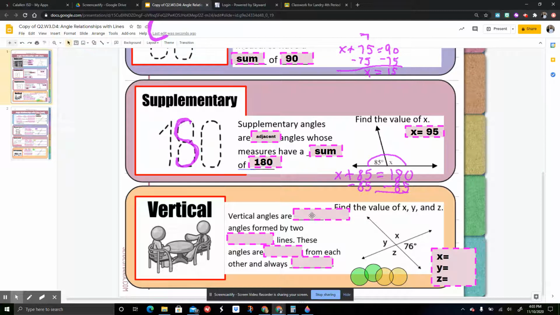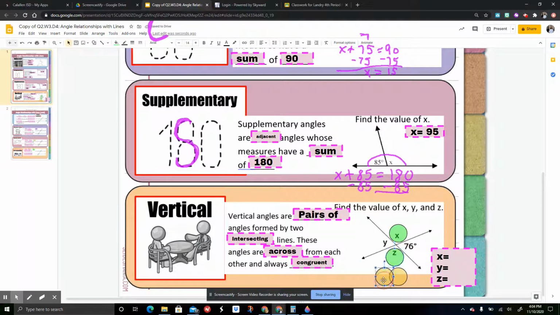Vertical angles. Vertical angles are pairs of angles formed by two intersecting lines. These angles are across from each other, and they are always congruent. So the vertical angles here, x is green, and the angle that's across from it is angle z. So angle x and angle z are congruent.